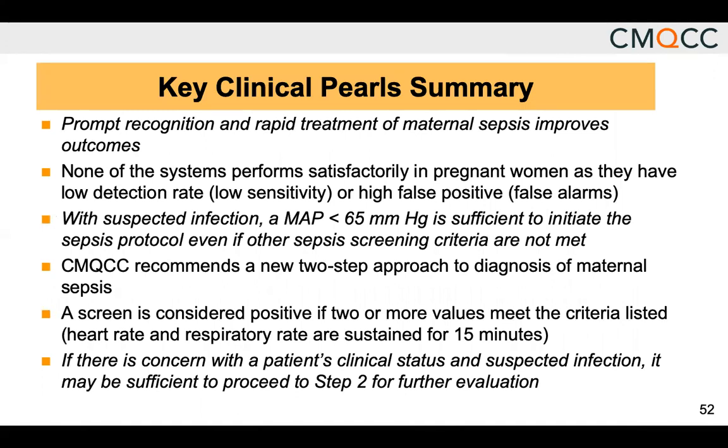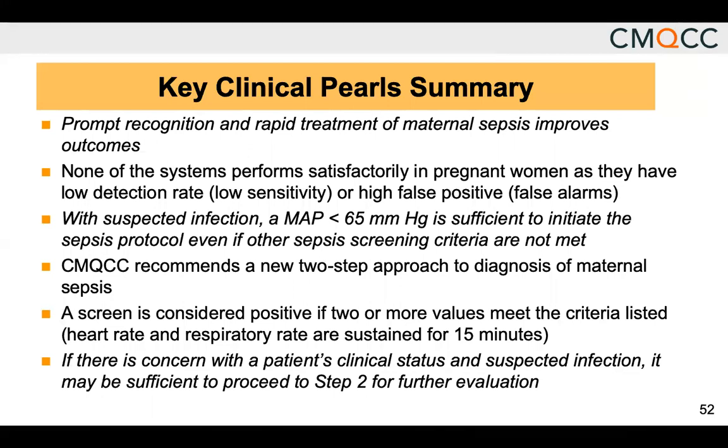Next slide. A key clinical pearl summary that will comprise the whole entire presentation and toolkit is that prompt recognition and rapid treatment of maternal sepsis improves outcomes. So if we haven't sold that to you at this point, we haven't done our job. None of the current systems perform satisfactorily in pregnant women, as they have a low detection rate or low sensitivity, or a high false positive or false alarms. And I think we've all lived through that with our previous systems. With suspected infection, a MAP of less than 65 is sufficient to initiate the sepsis protocol. Sepsis screening criteria are not met.